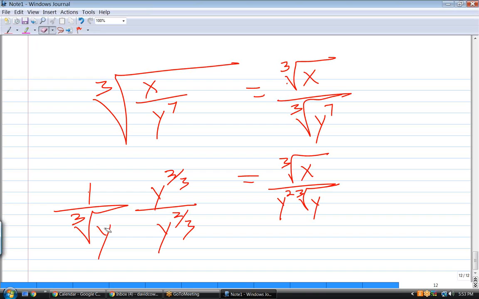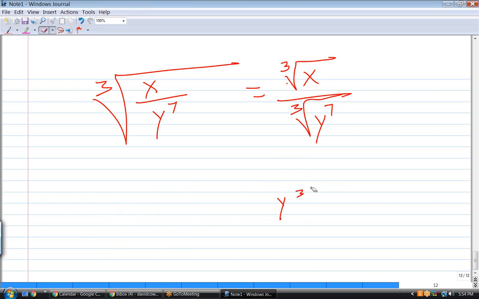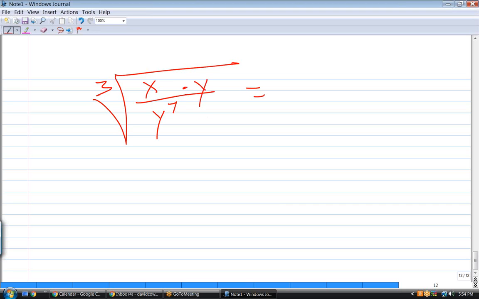Now, let me show you the trick the book does to get around this. They first of all take the attitude that they want to turn the bottom into a perfect cube. Okay? So they don't end up with an irrational denominator. Well, how can I turn the bottom into a perfect cube right off the get-go? I can multiply top by y squared, bottom by y squared. Now, I have the cube root.